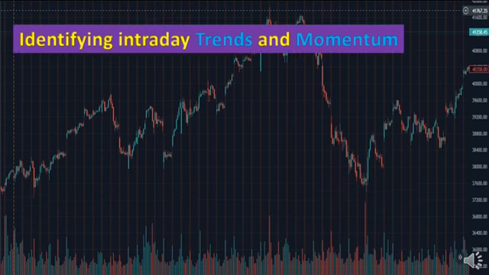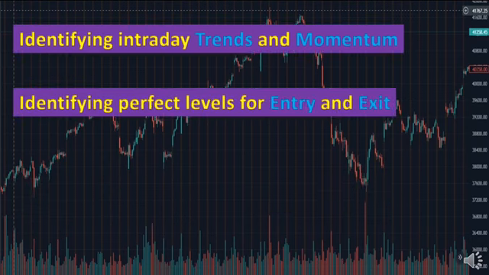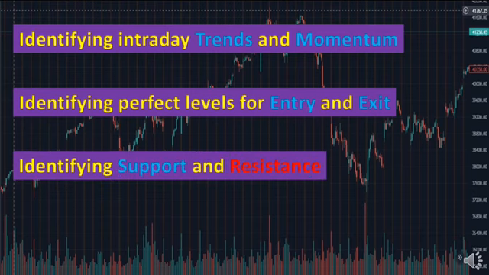Now let's see some of the benefits of VWAP. It helps us in identifying intraday trend and momentum, also in getting better exit and entry, and also identifying the support and resistance. Now let's see how to add VWAP to a trading chart.